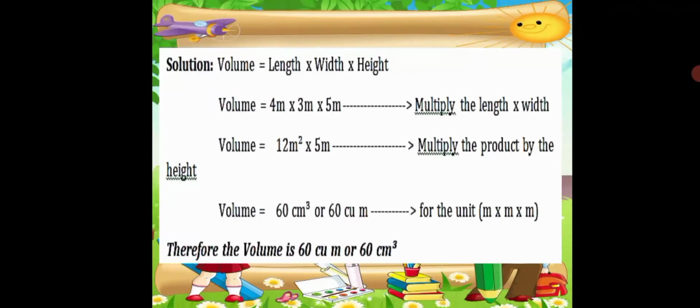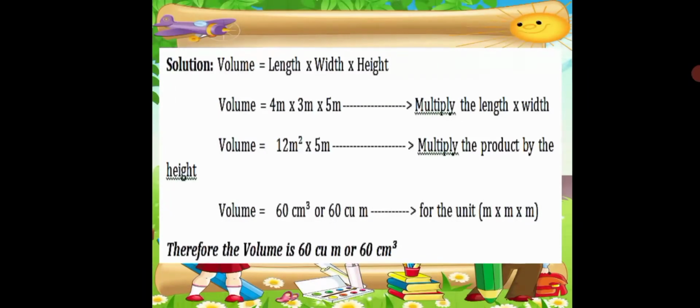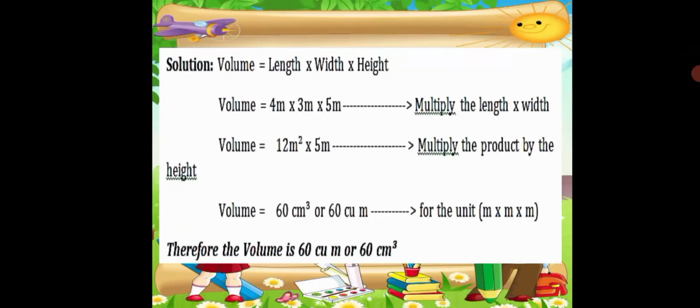Our solution: volume is equal to length times width times height. The length is 4 meters, the width is 3 meters, and the height is 5 meters. Multiply first the length times width. 4 times 3 is 12. Then multiply the product by the height. 12 times 5 is equal to 60. Therefore, the volume is 60 cubic meters.